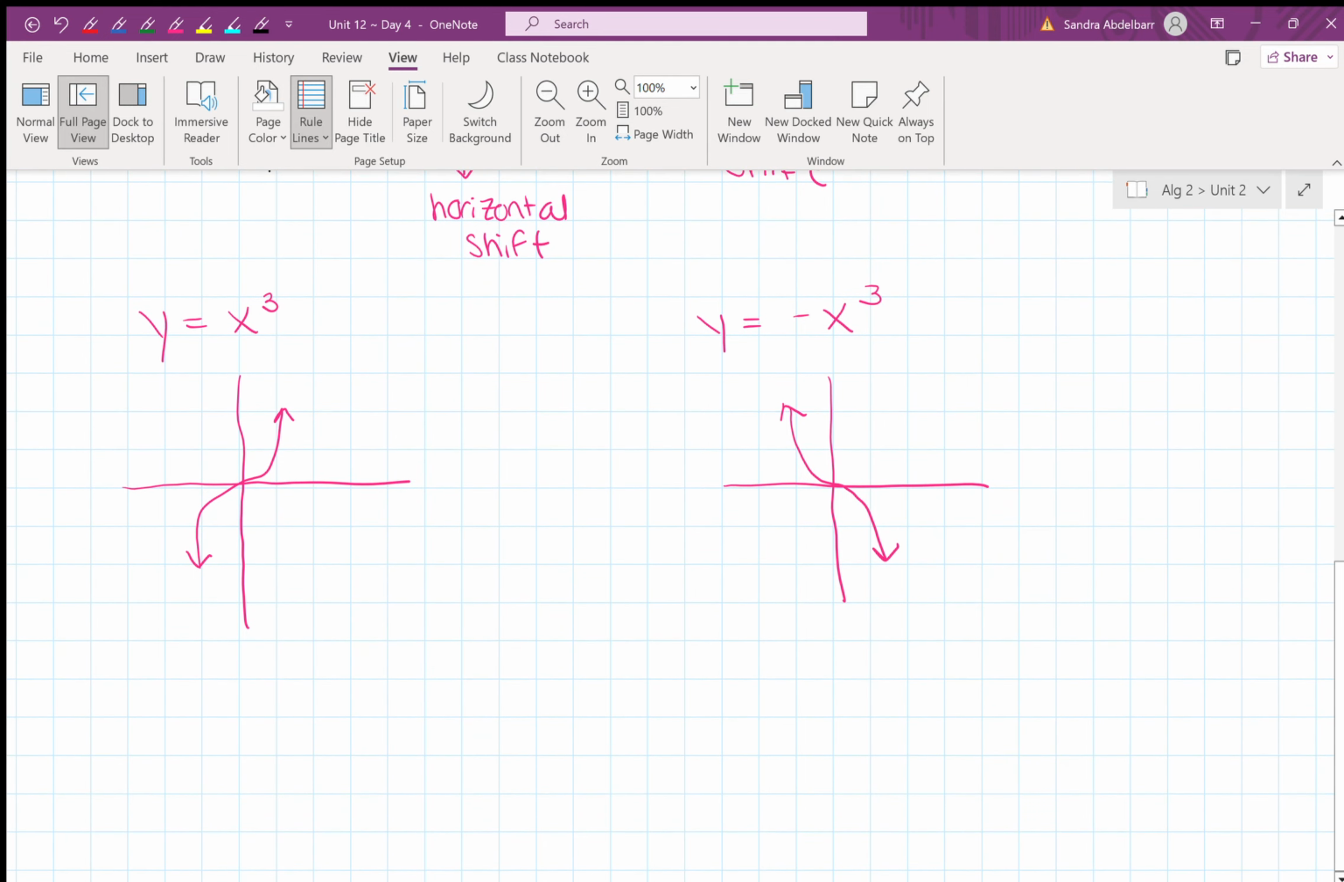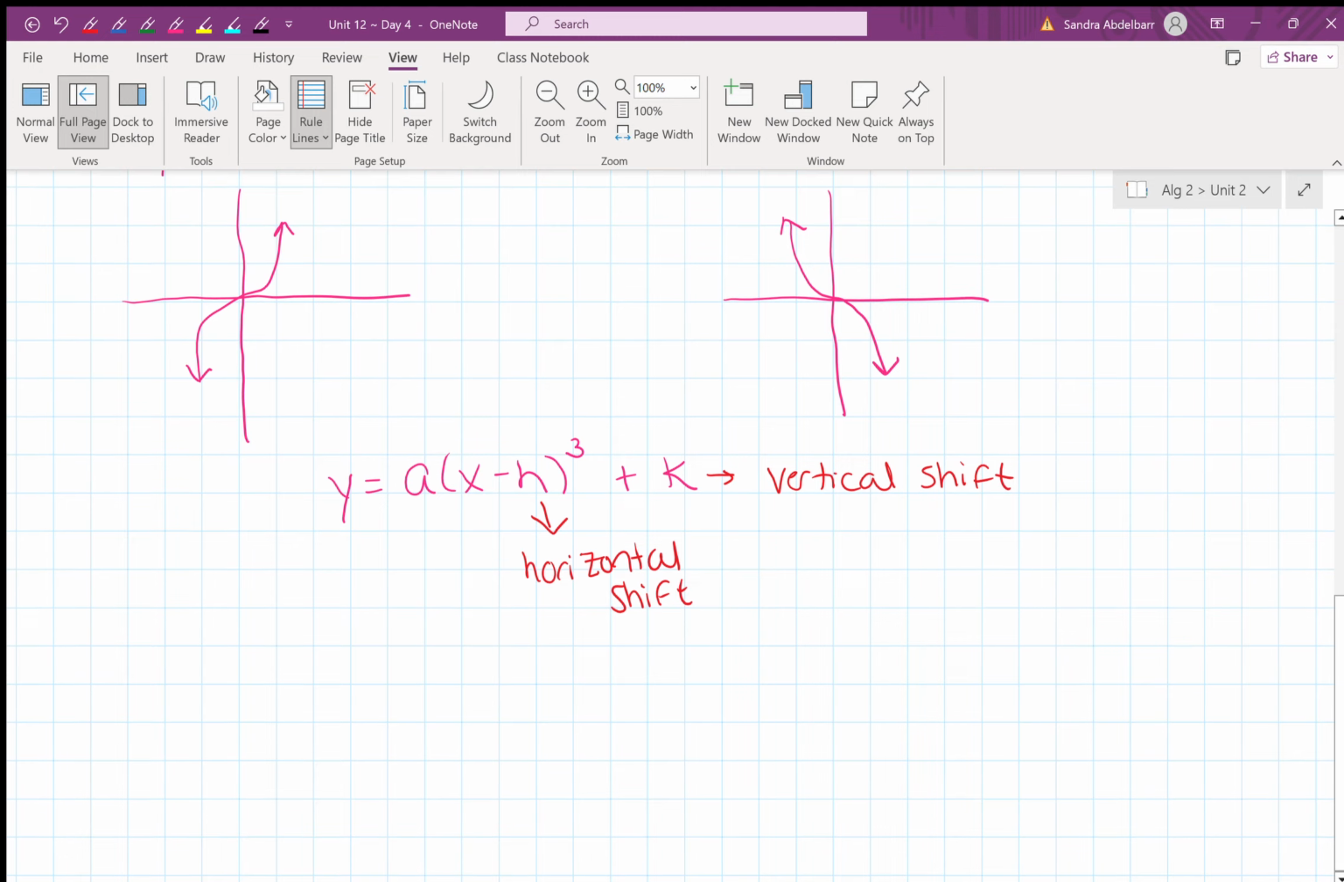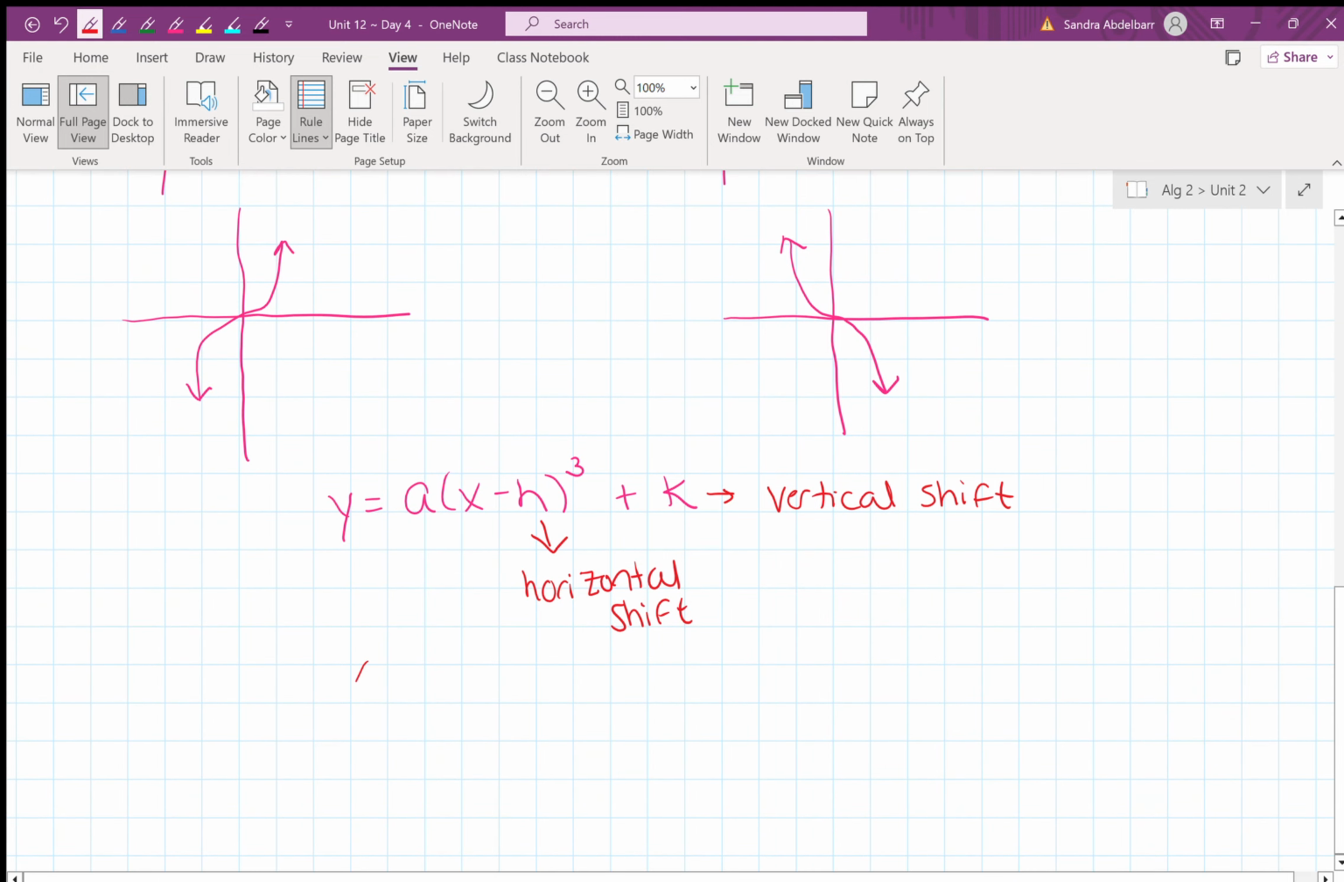So I said the translations are going to be for all of these the same as a parabola. So here we're going to have y is equal to a times x minus h cubed this time plus k. Again, h represents the horizontal shift. K represents the vertical shift. H comma K is the turning point of the disco dancer.